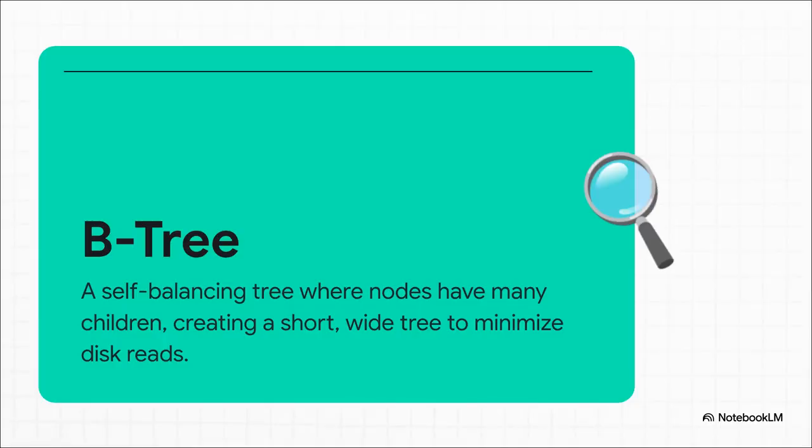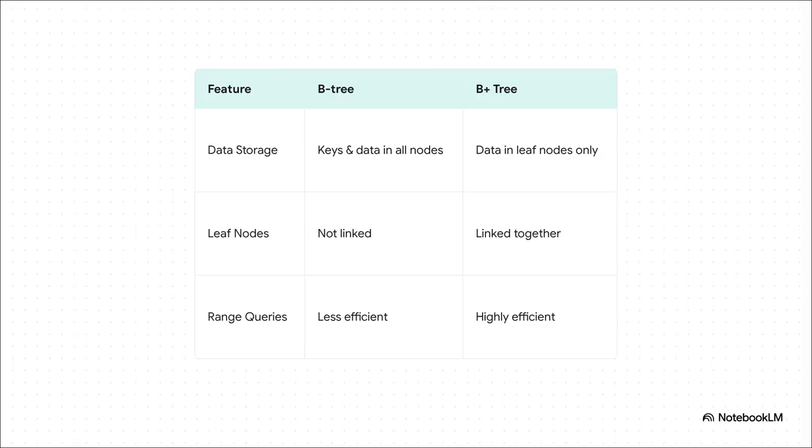A B tree basically looks at the binary rule and says, "No, I'm good." Instead of having just 2 children, a single node in a B tree can have hundreds, maybe even thousands of children. This creates a tree that is incredibly short and wide. A B tree holding billions of items might only be 3 or 4 levels deep, which means you can find any piece of data with just 3 or 4 disk reads. That's a huge win.